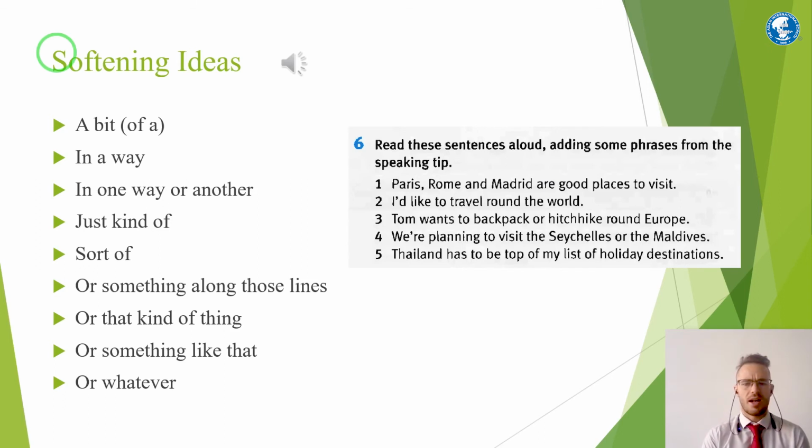Number 2, I'd like to travel around the world. Very short, we could add something like just kind of. I'd just kind of like to travel around the world. Maybe there's not a particular reason why, I'd just kind of like to. Okay, so those are a couple. A lot of those are applicable to any of the sentences, so I'm sure you're able to do that successfully. Okay, moving on.